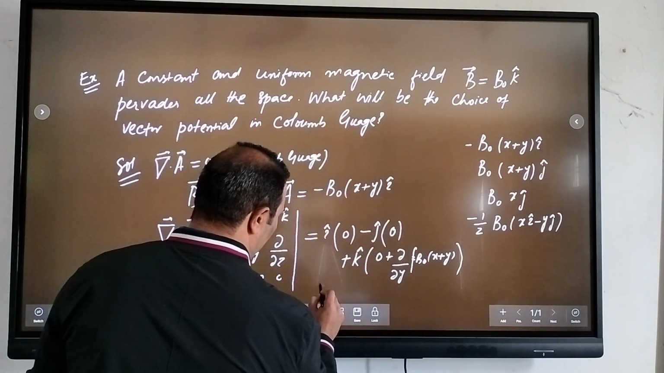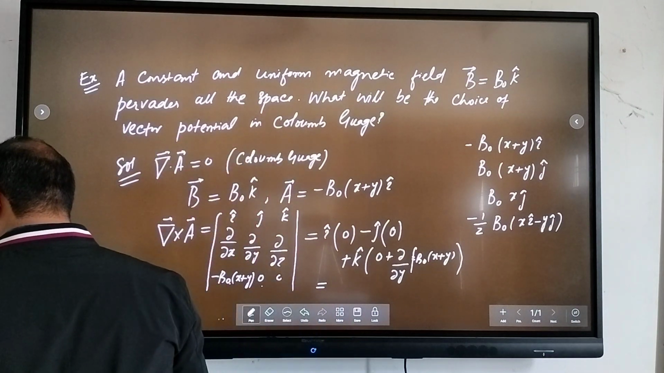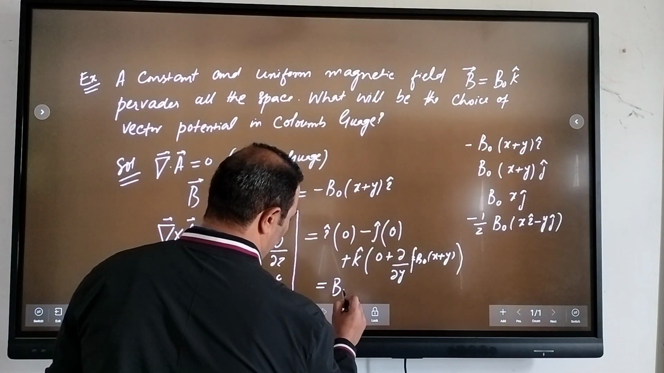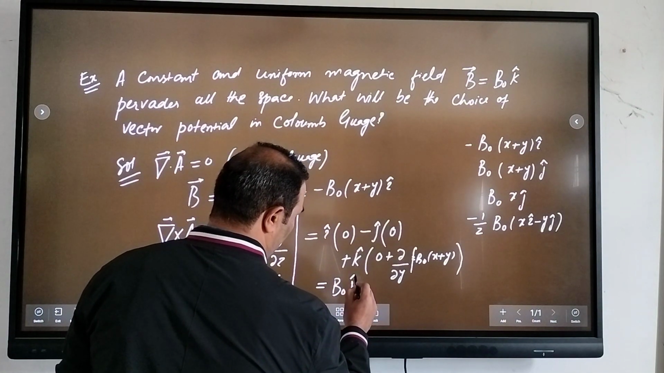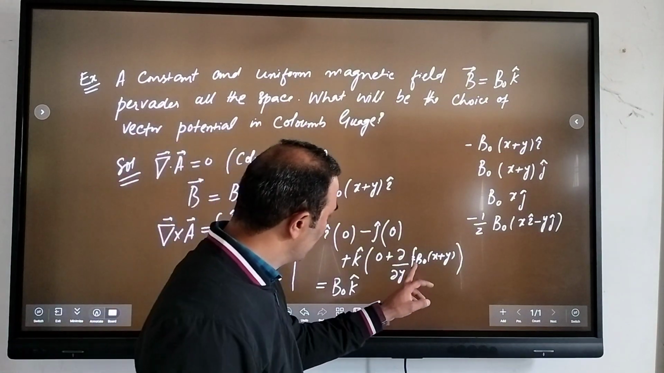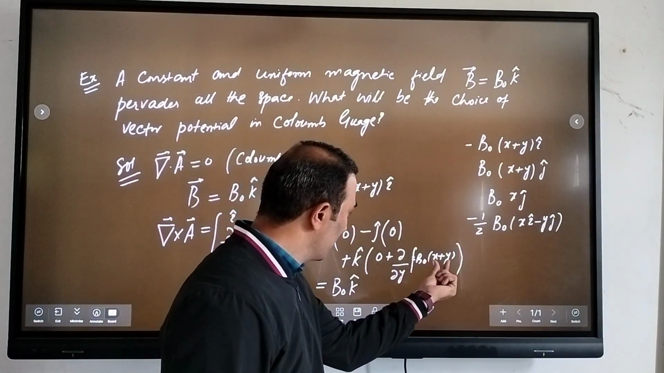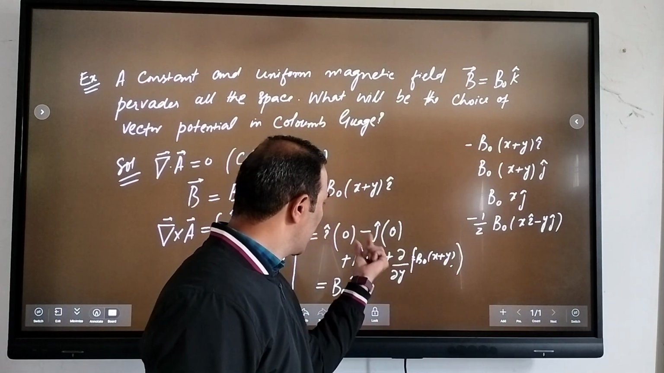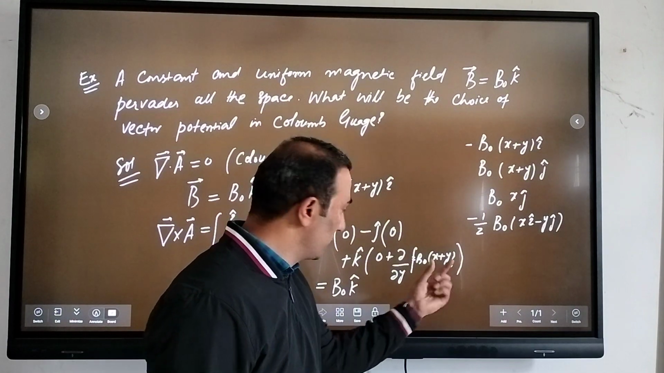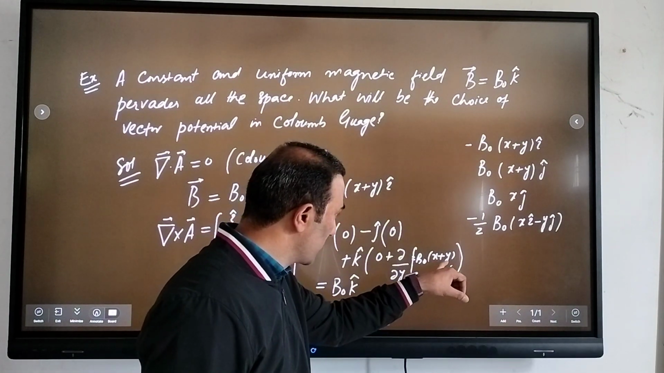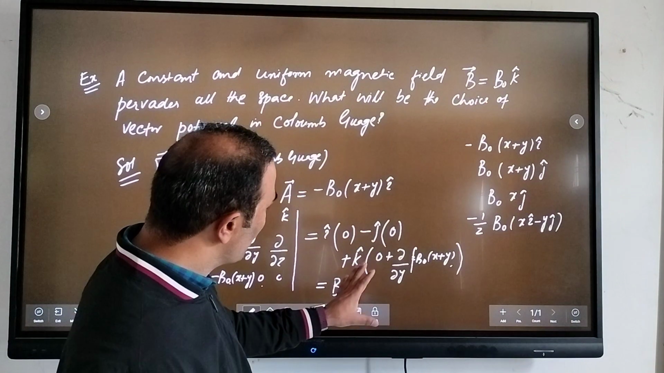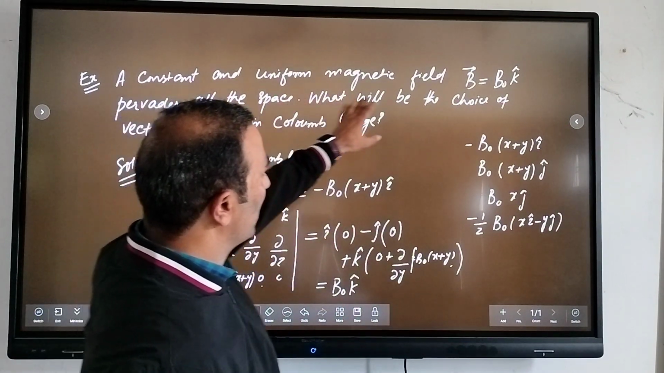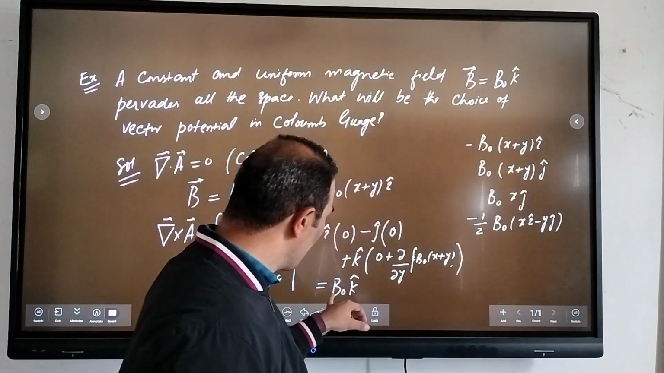So that means you will get here, it will be plus now. It will be B naught, right? Because when you differentiate this, this minus minus will be plus, so this will be B naught, because you will differentiate the second term, so यहाँ से minus आ जाएगा, minus into minus will be plus, so it will be B naught (x plus y), and you differentiate it with respect to y, so this term will be B naught k cap. So that means जो हमारा magnetic field है, okay, it is clear because our uniform magnetic field is B equal to B naught k cap. So that is what we get here.